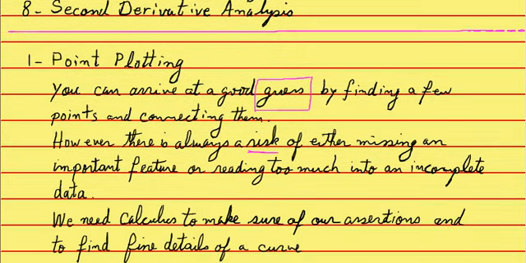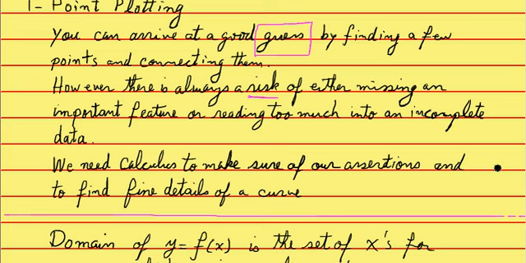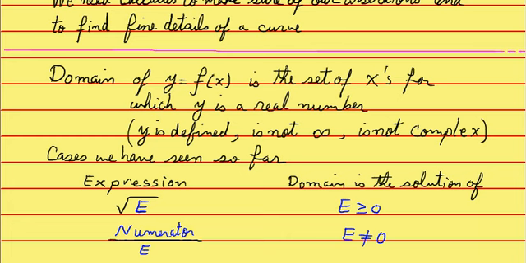In the point plotting, as I mentioned, you just find the coordinates of several points and connect them, and that's going to be a good starting guess. We always have in the back of our mind that such an approach always has the risk of missing important features on the picture or creating a wrong impression. So we go ahead and try to improve our picture by going through the remaining topics in this lecture.